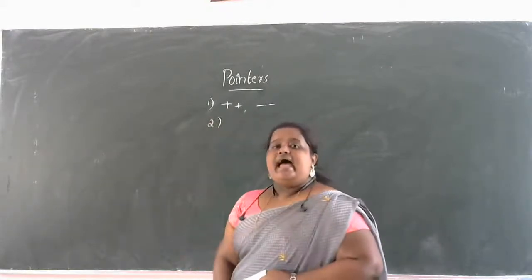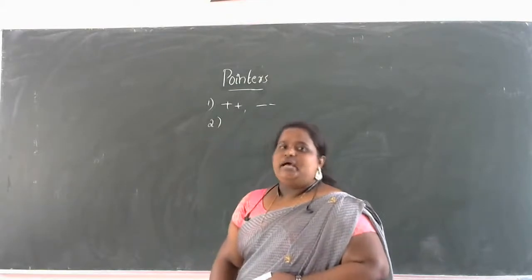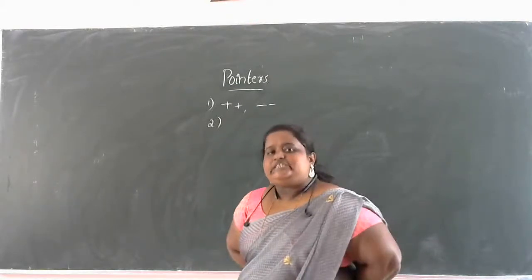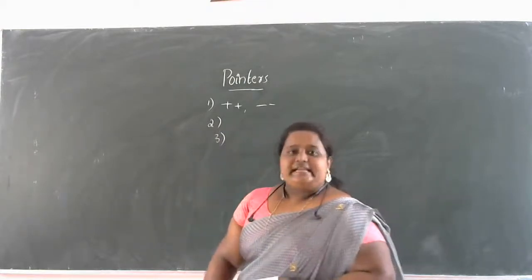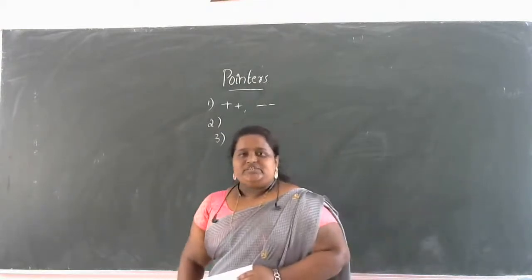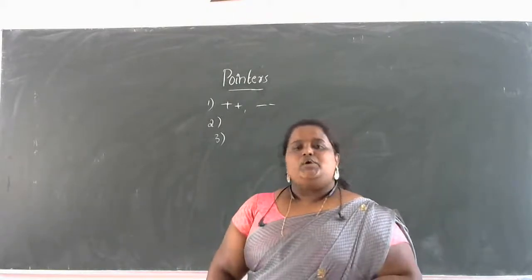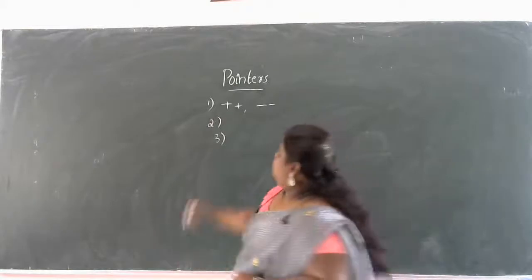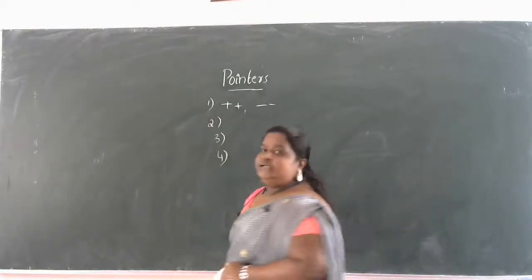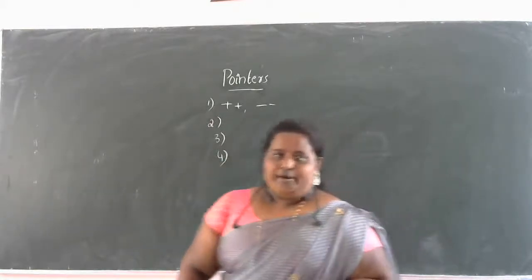Second one is adding an integer to the pointer. You can add any integer to a pointer. Third one is subtracting an integer from the pointer. You can subtract any integer from the pointer variable. Fourth one, comparing the two pointers.